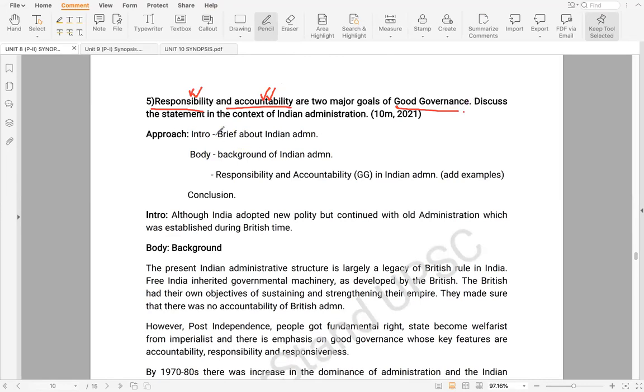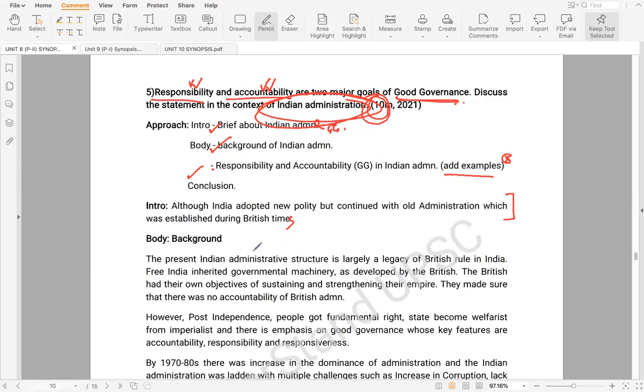In the introduction, I'll give a brief about the Indian administration. In the body, we'll talk about the background, because you have to talk in the context of Indian administration and good governance, right? So a brief about Indian administration and good governance, then responsibility and accountability in Indian administration. You have to just add examples here. Also, it's a 10 marker only, and you have to conclude. Introduction: although India adopted a new polity, it continued with the old administration, which was established during the British times.